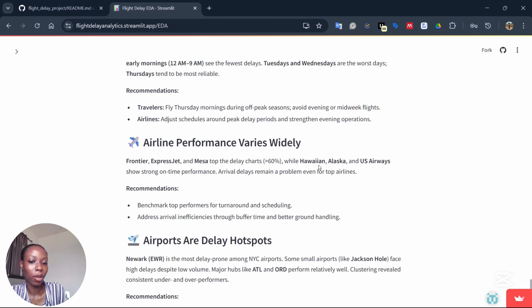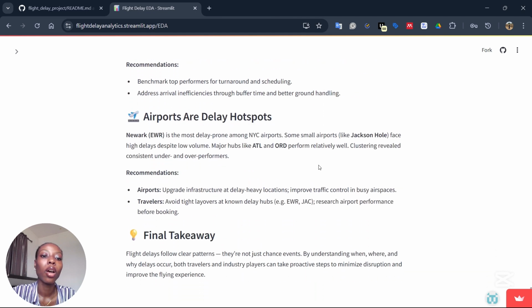Airline performance varies widely. We can see that Frontier, Express and Meta top the delay chart at 60%, while Hawaiian, Alaska and US Airways show strong on-time performance. And we know that arrival delays still remain a problem even for the top airlines. So recommendations are to benchmark top performers for turnaround scheduling and address arrival inefficiency through buffer time and better ground handling.